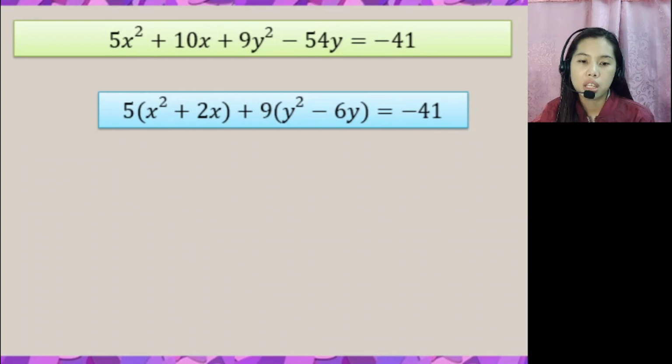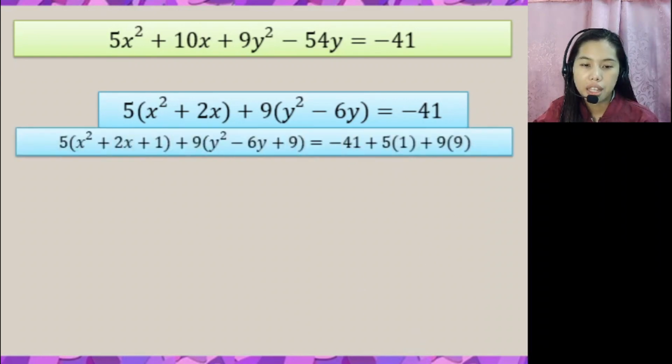So factoring 5 out of 5x squared and 10x, you have quantity 5 times quantity x squared plus 2x, and then plus 9 times quantity y squared minus 6y equals negative 41. Now, complete the square. So it's 2 divided by 2 for the x, which is 1, and then 1 squared is just 1. And negative 6 divided by 2 is negative 3. Negative 3 squared is positive 9.